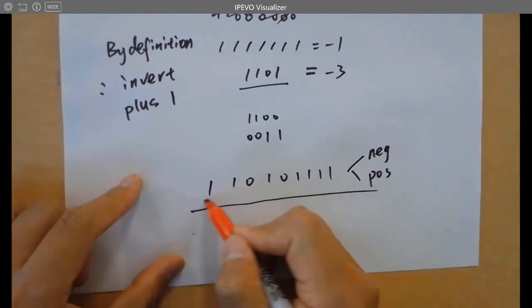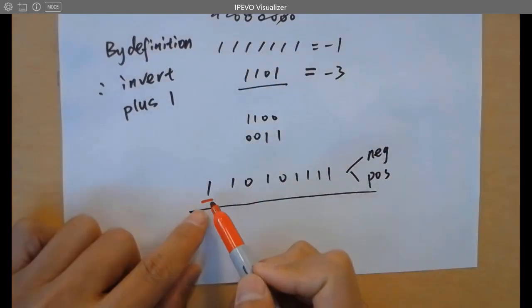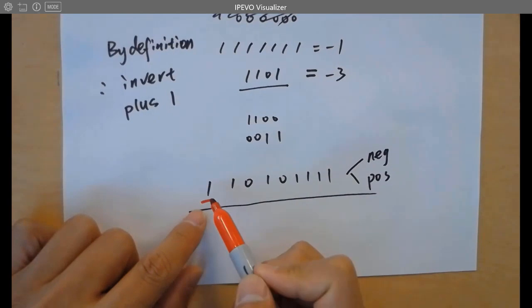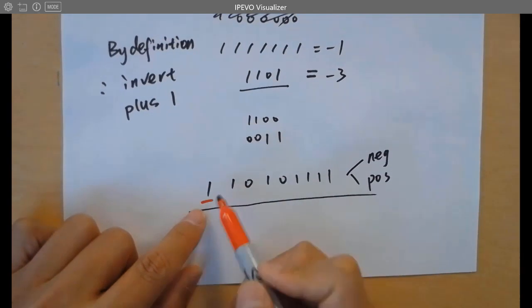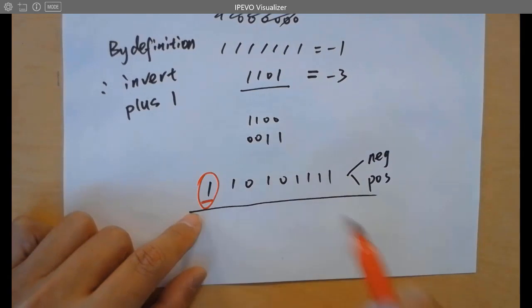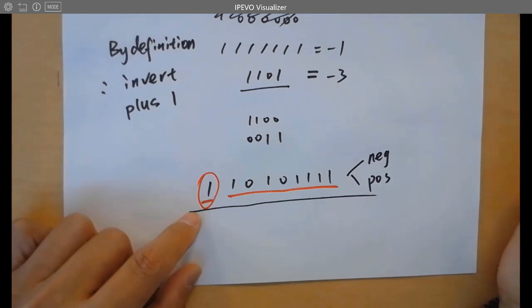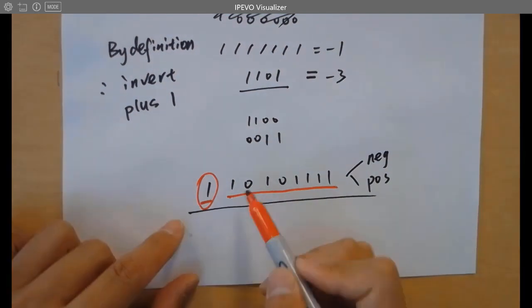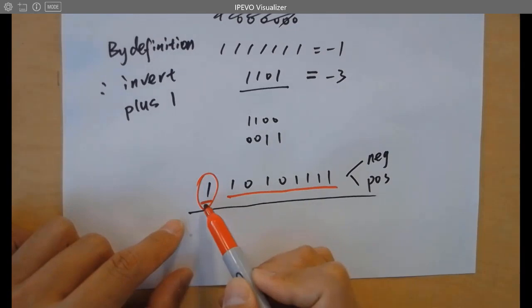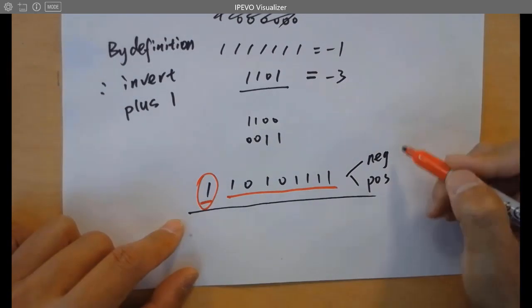Yeah, because this MSB is 1, because this one has a bigger absolute value and it's negative. So the absolute value of this single one is bigger than all the rest of the digits added together, right? So these are positive and this is negative, so that's why the final result should be negative.